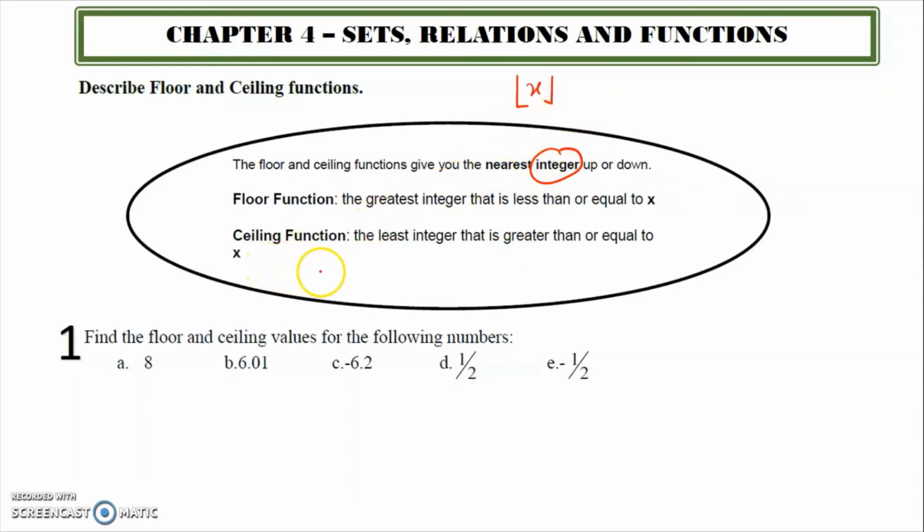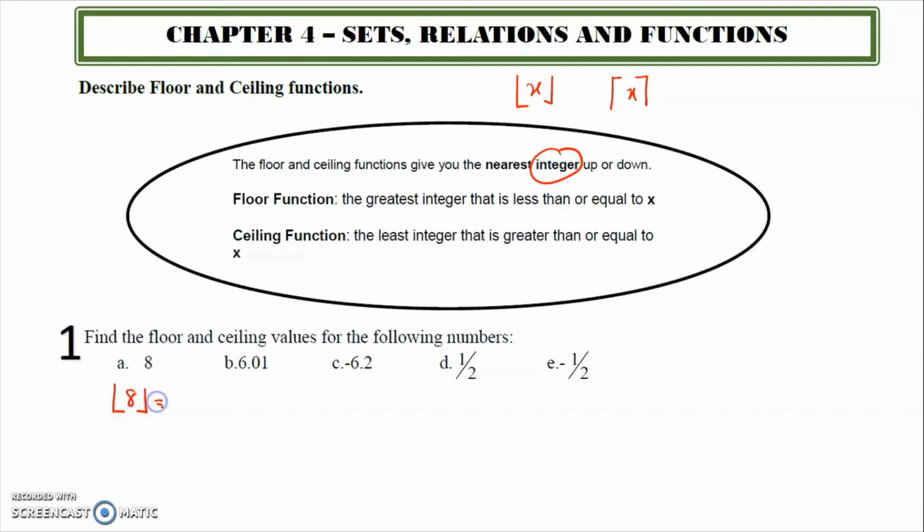Okay, untuk ceiling function, the least integer that is greater than or equals to x. So ceiling, simbol dia adalah macam ni. Okay, ke atas. So ceiling dekat atas, so maksudnya nombor yang lebih besar daripada x. Okay, kita tengok contoh. Find the floor and ceiling values for the following numbers. So 8. So floor and ceiling.